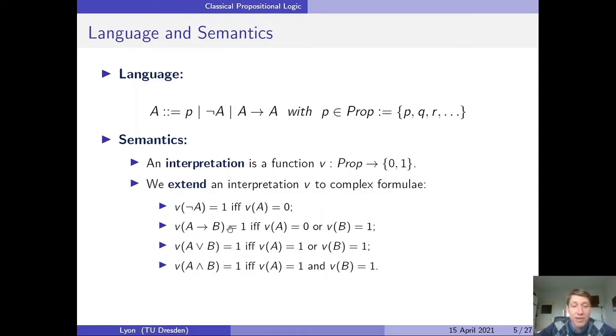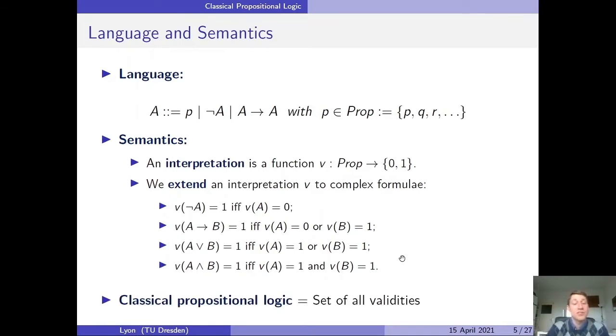And we have that A implies B is mapped to 1 by an interpretation if and only if A is false or B is true. I've also included the clauses for disjunction and conjunction. Even though these operators do not appear in our language, they will be relevant. These clauses will be relevant later on when we discuss the semantics of sequents as well as the soundness of our sequent systems. And I'm just going to define propositional logic to be the set of all validities. In other words, the set of all formulae which are true regardless of the interpretation of their propositional atoms.